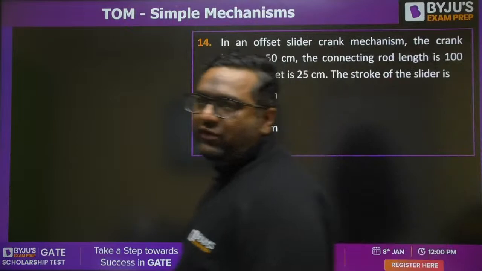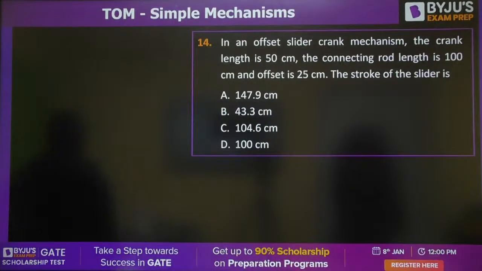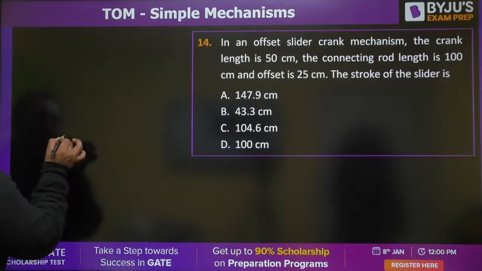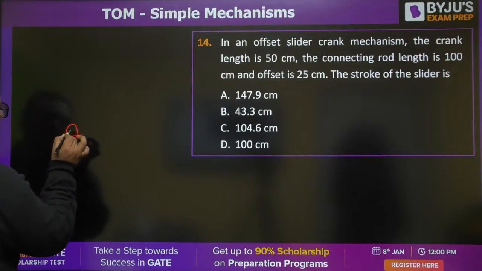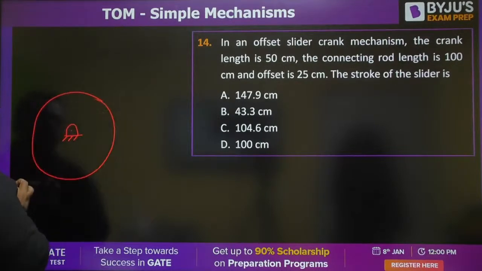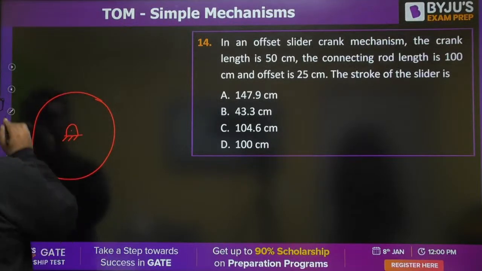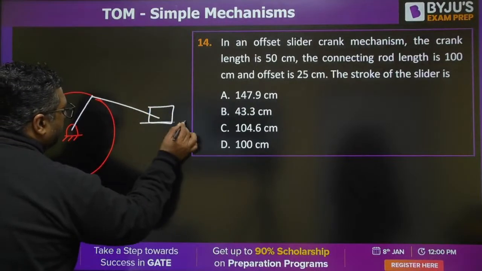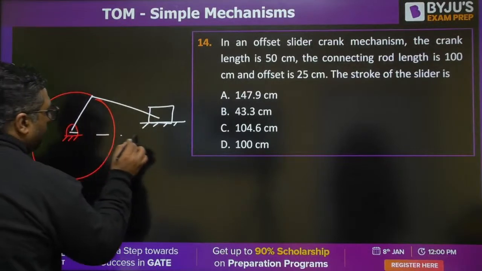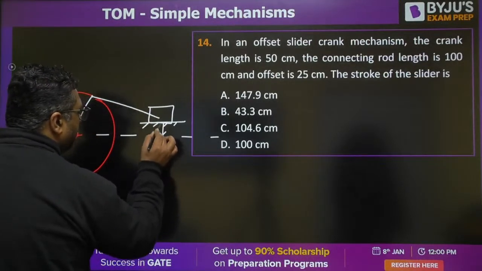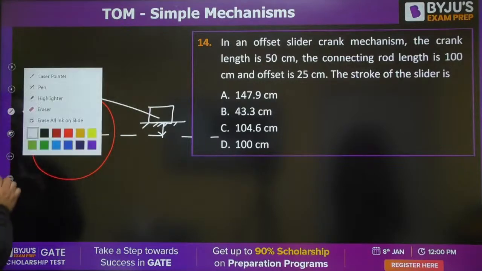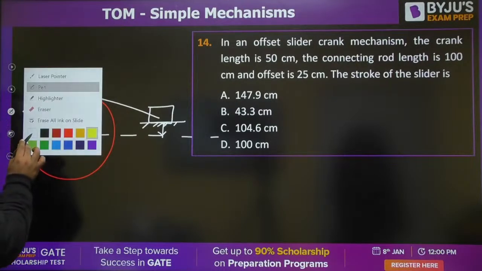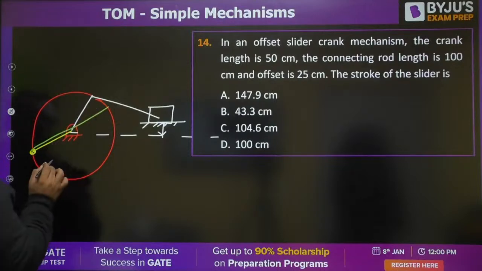Now one question from offset. Wonderful. Let us see how many are able to solve this question correctly. This is the real paper. You know that if we have this as the crank, this as the connecting rod, and this as the slider, this offset is given. We have two positions, you know that. One position is with this. This is the crank. This is going to be the connecting rod.